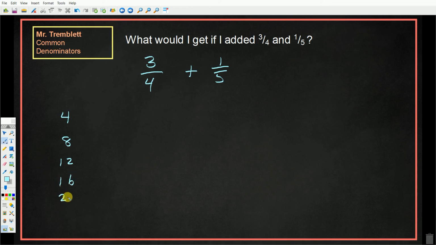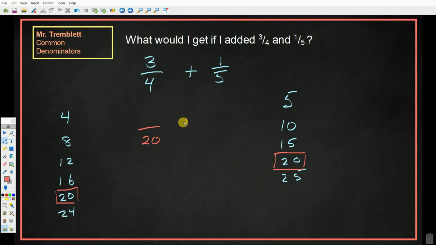So 16, 20, 24. We look at 5 in the 1/5 fraction. So we can have 5 as our denominator. That's what it starts as. The other options are the multiples of 5, the numbers that are in the 5 times table. And I'm just going to write a few of them out, and then we can go back and check. Is there a number that shows up in both lists? And if there is, we can use that as a common denominator. We can use that as the denominator in our fraction that we're going to rewrite so that we can make all the pieces the same size.